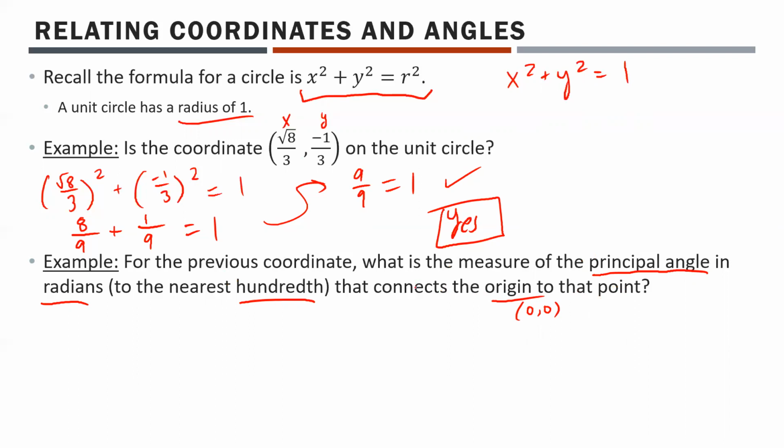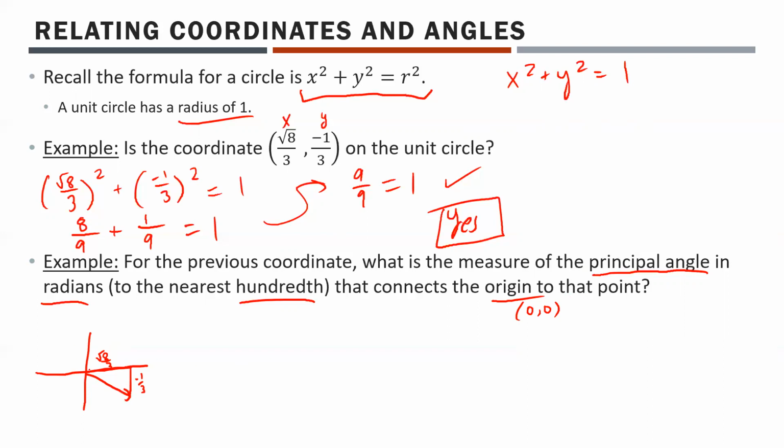Personally, what I like to do is draw a little bit of a picture here. Notice that x is a positive number and y is a negative number. If you think about this on a grid, if x is positive and y is negative, we're going to be down here. So x is your root 8 over 3, and your y is going to be negative 1/3. There we go. So your angle is going to be the angle that connects it to this terminal arm here.